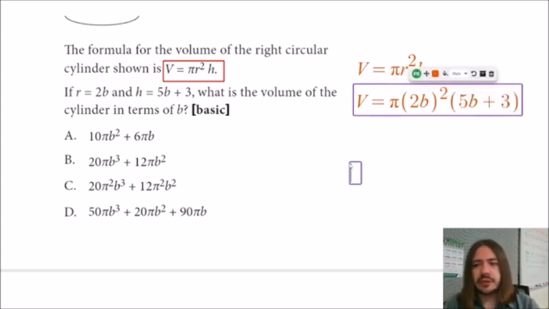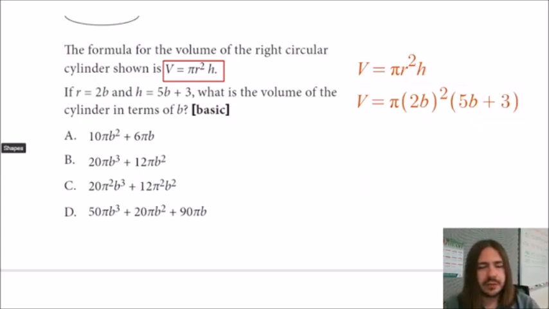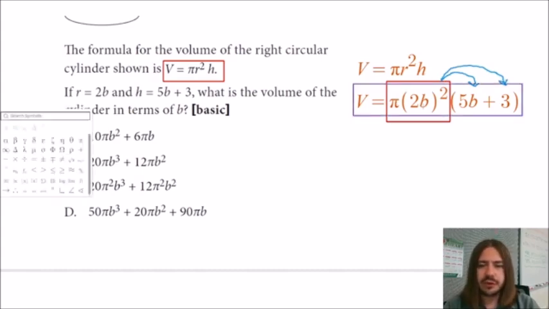Okay. So at this point, we've got our expression in terms of b, but notice how none of the answers kind of look like this. And that's because all of these have this term being distributed into the set of parentheses. Now, before I distribute this, I think what I want to do is actually simplify it a little bit.